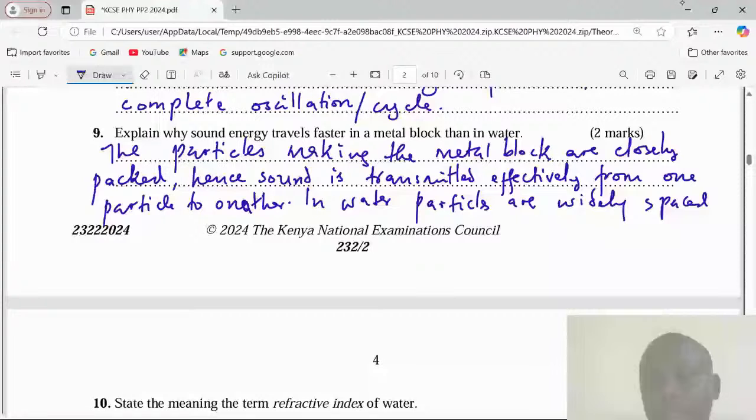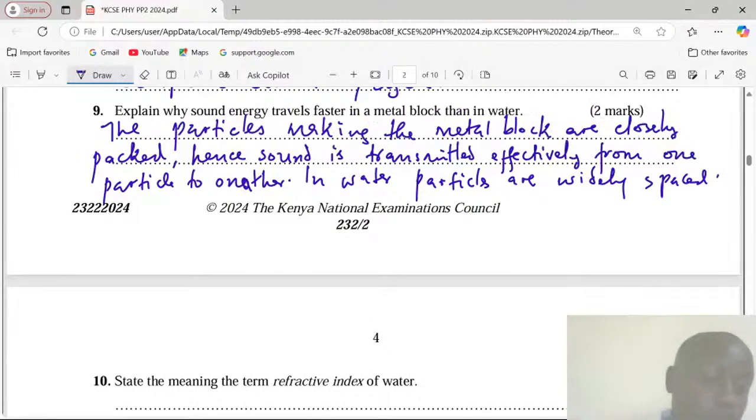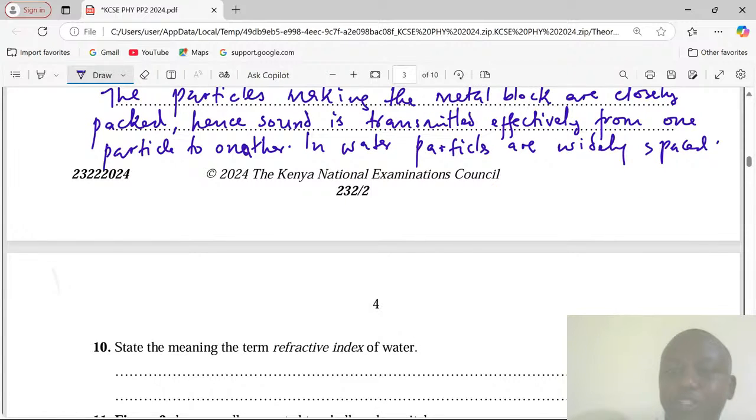Even if they are closely spaced, it's not like in the metal block, where particles are widely spaced in comparison. In other words, you can also talk about the densities. You can say a metal block is denser than water, and the denser a material is, the closer the particles are packed, and the better they can affect one another when one vibrates due to sound. So transmission becomes very efficient.